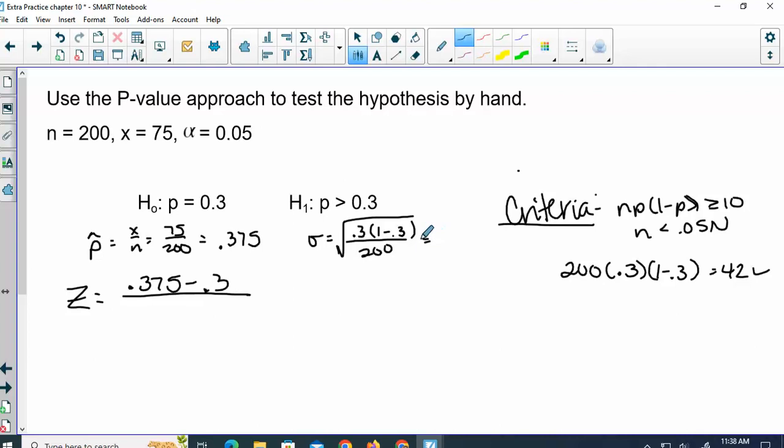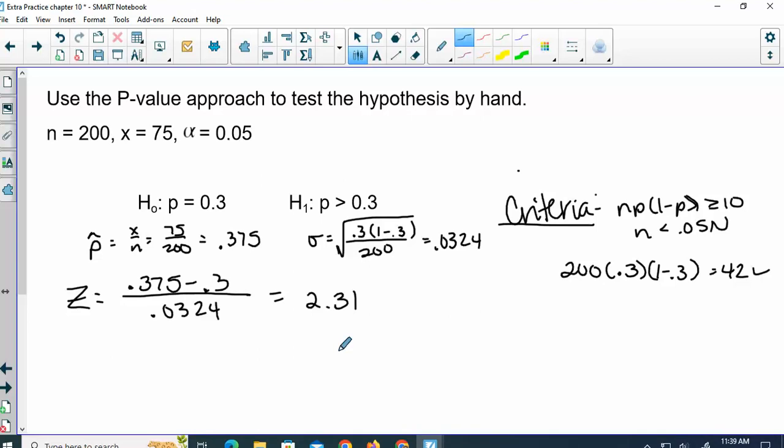And we get 0.0324. So our z-score is 2.31. Then what do we do? Find it on the chart. So you guys can get out the formula sheets, look at that.